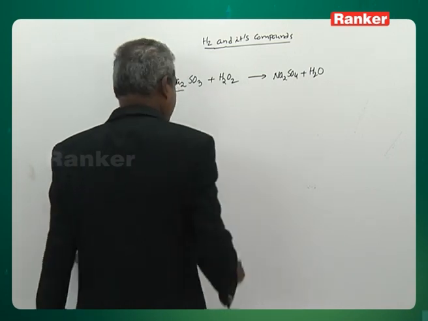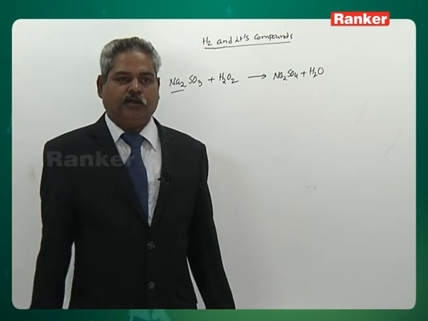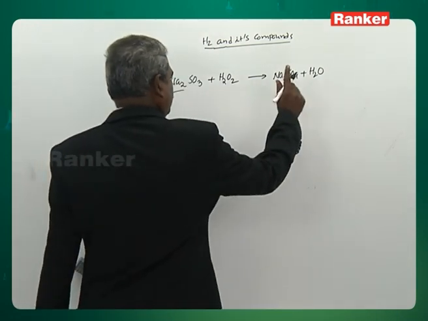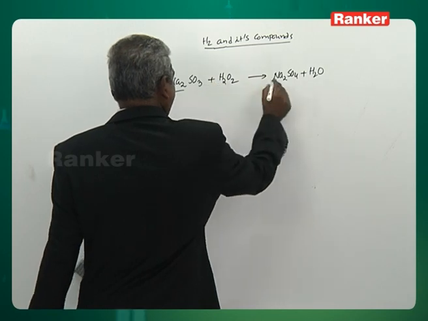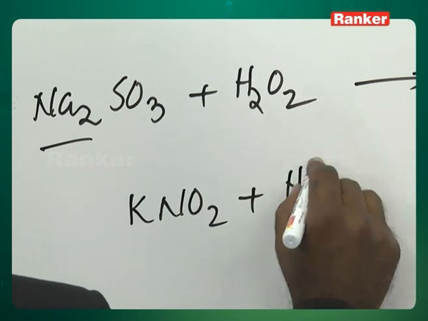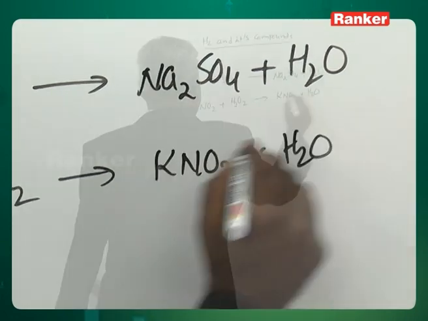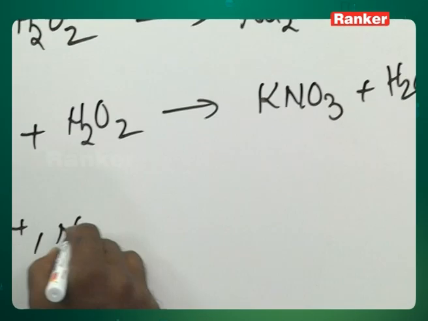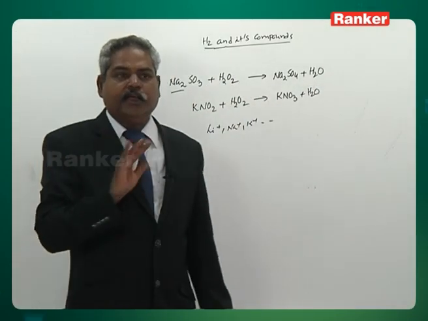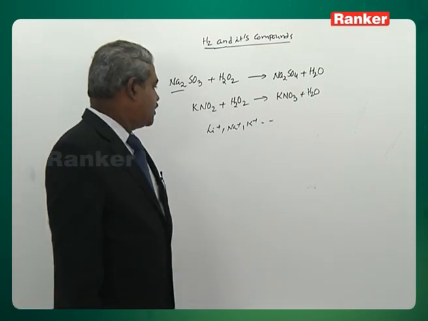So what did I say? Non-metals want to form as many bonds as possible. Now, Na2SO4, H2O. Next, KNO2 with H2O2, same thing once again, gives KNO3 and H2O. This Li plus, Na plus, K plus, all these are spectators. Nothing will happen to them in any reaction. They remain as they are.